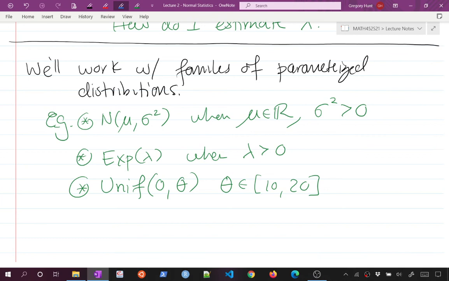So the way we're going to set up our problems is we're going to say our data comes from some distribution, some family of distributions with some parameter. We don't know what the parameter is. Maybe we know something about where the parameter lives. We know it's positive. We know it's between 10 and 20. And we're going to try and estimate it.